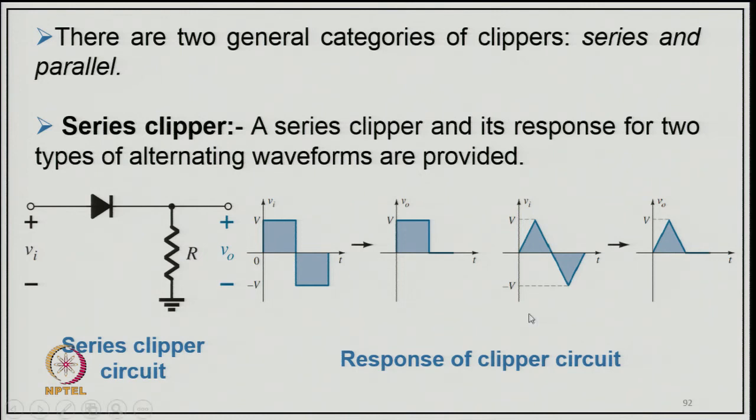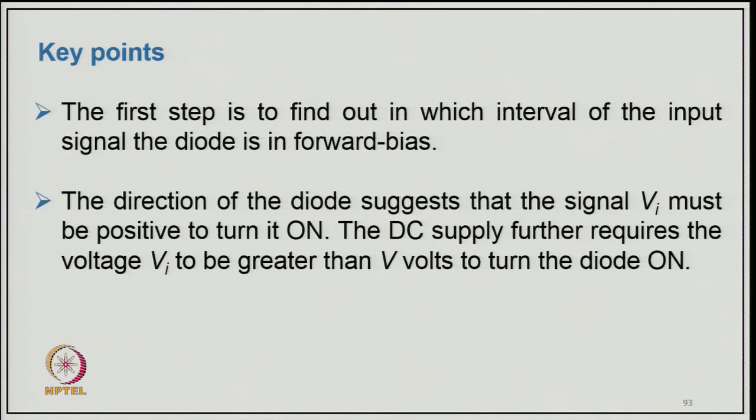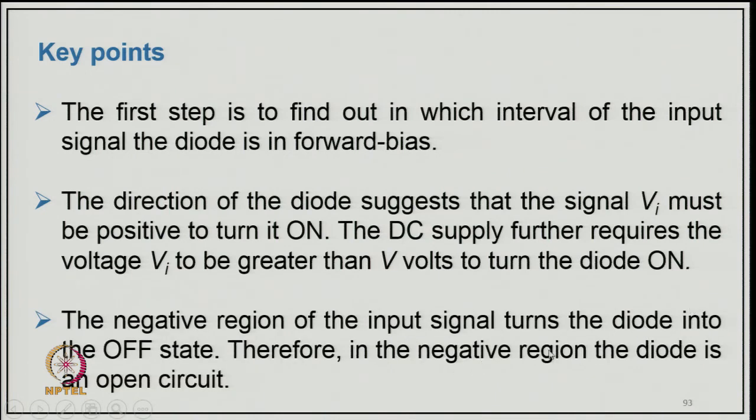Even if you apply a sine wave, you will get only the positive half cycle of the sine wave in this series clipper circuit. So, the key point here: the first step is to find out in which interval of the input signal the diode is forward biased. The direction of the diode suggests that the signal Vi must be positive to turn it on, and the DC supply further requires the voltage Vi to be greater than V volt to turn the diode on. The negative region of the input signal turns the diode off. Therefore, in the negative region the diode is an open circuit.